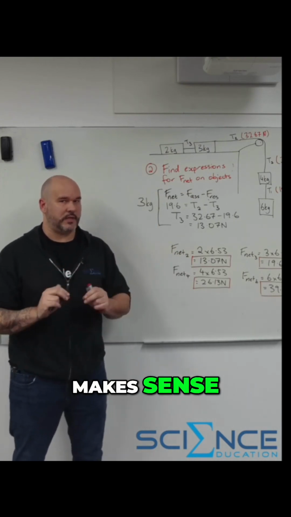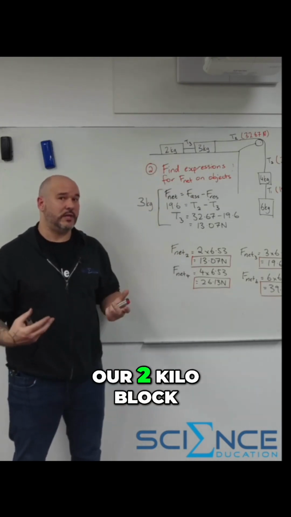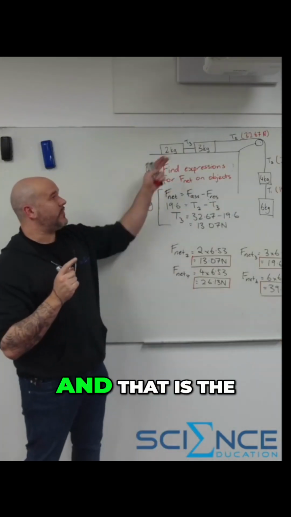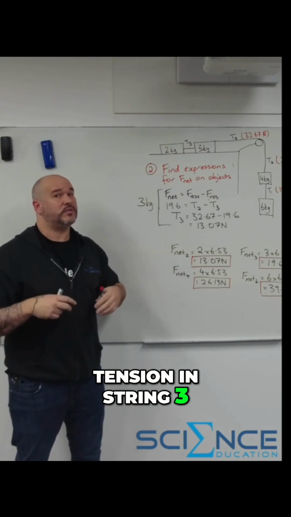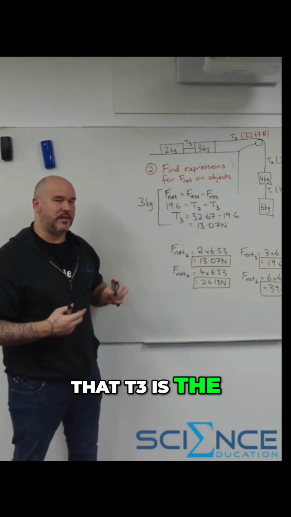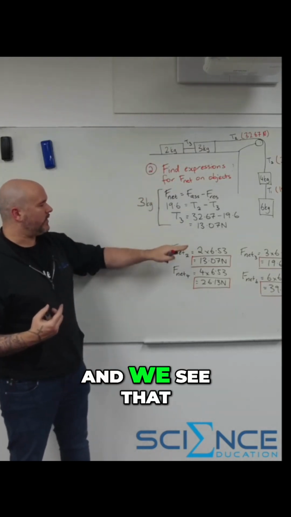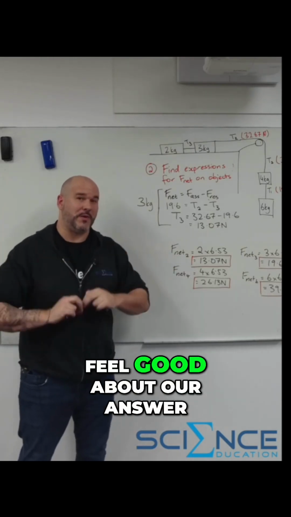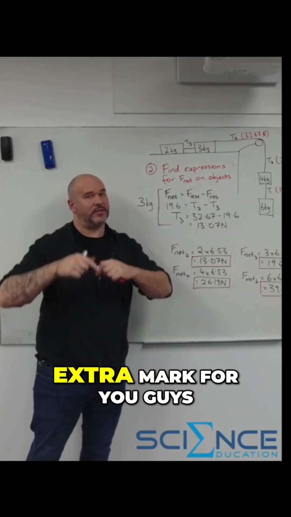Let's make sure this makes sense. Consider the very last block, our 2 kilo block. Now there's only one force acting on that object, because we got no friction, baby, and that is the tension in string 3. So we would expect that T3 is the net force on the 2 kilo object. And we see that we've worked it out previously, they are exactly the same. This hopefully makes us feel good about our answer. Easy peasy. Extra mark for you guys.